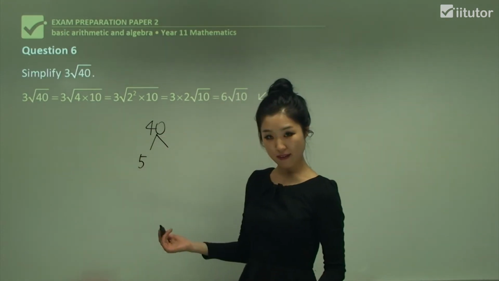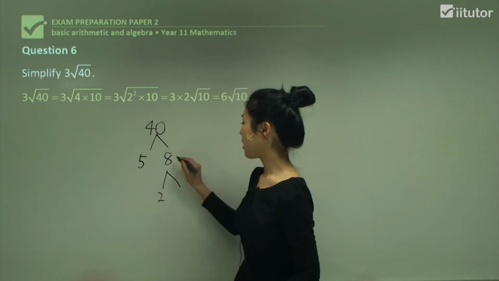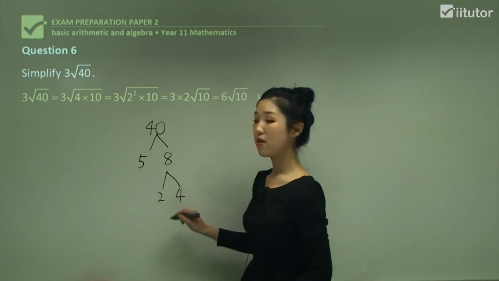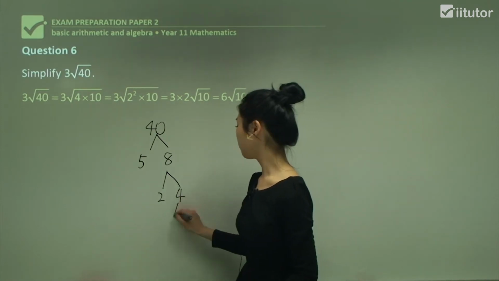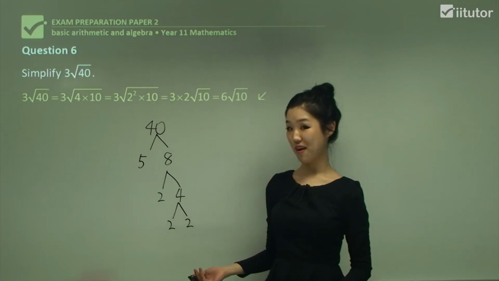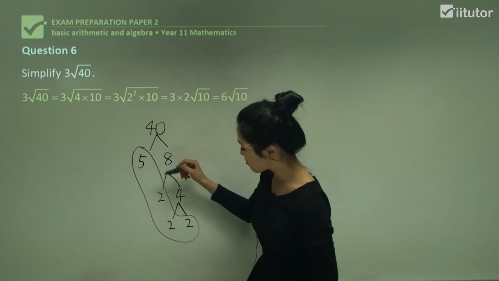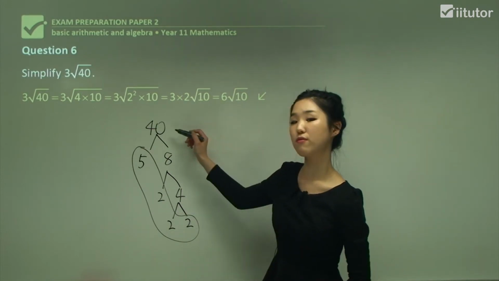40 divided by 5 is 8. And then I'll divide by 2. 8 divided by 2 is 4. And then I'll divide by 2 again. 4 divided by 2 is 2. And I can't go any further, right? So these are the prime factors. So 5 times 2 times 2 times 2 will be 40.